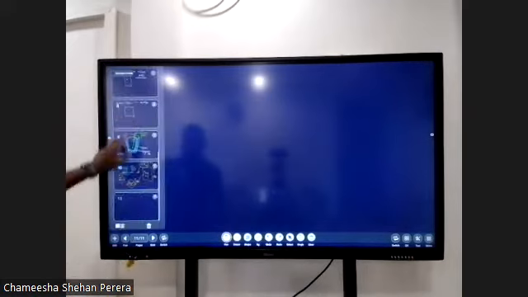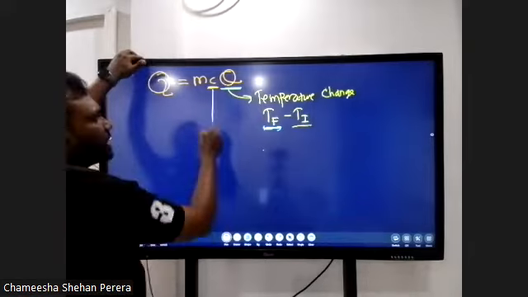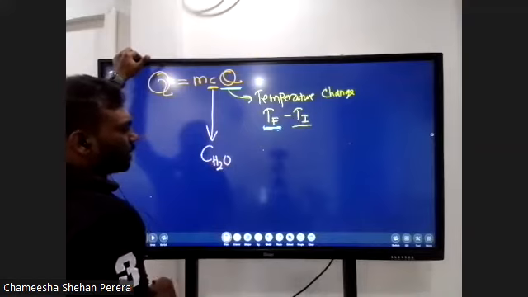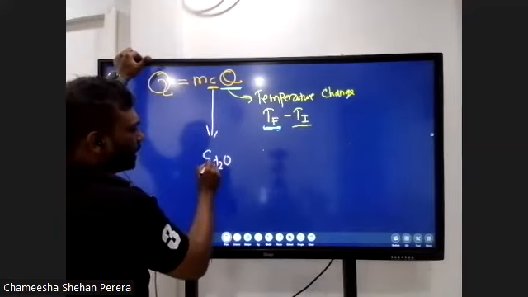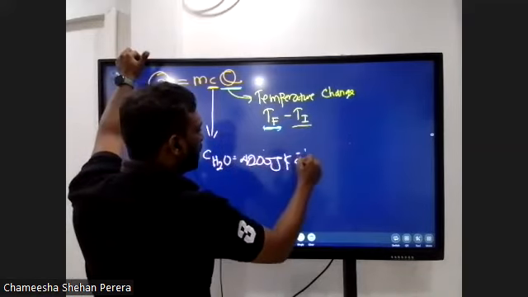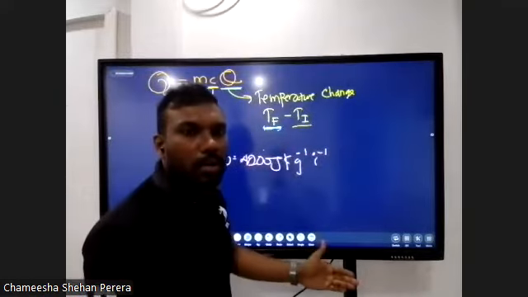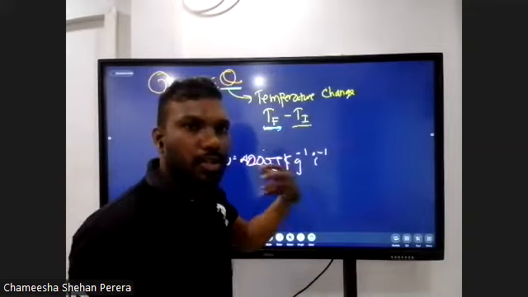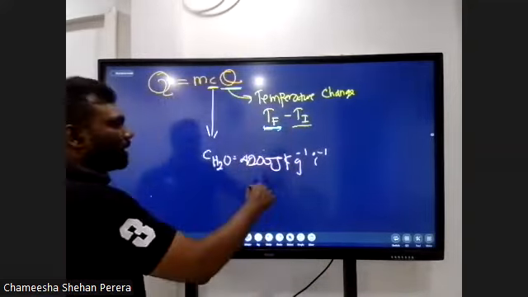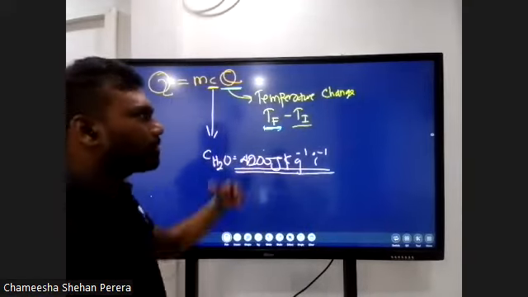So the way we sorted it is like this. What do we take as C? We take C of water, the specific heat capacity of water, which is 4,200 joules per kilogram per degree Celsius. The final mixture is assumed to have a majority of water molecules, so we assume the final mixture's specific heat capacity is much nearer to that of water. So what do we substitute here? The specific heat capacity value of water.